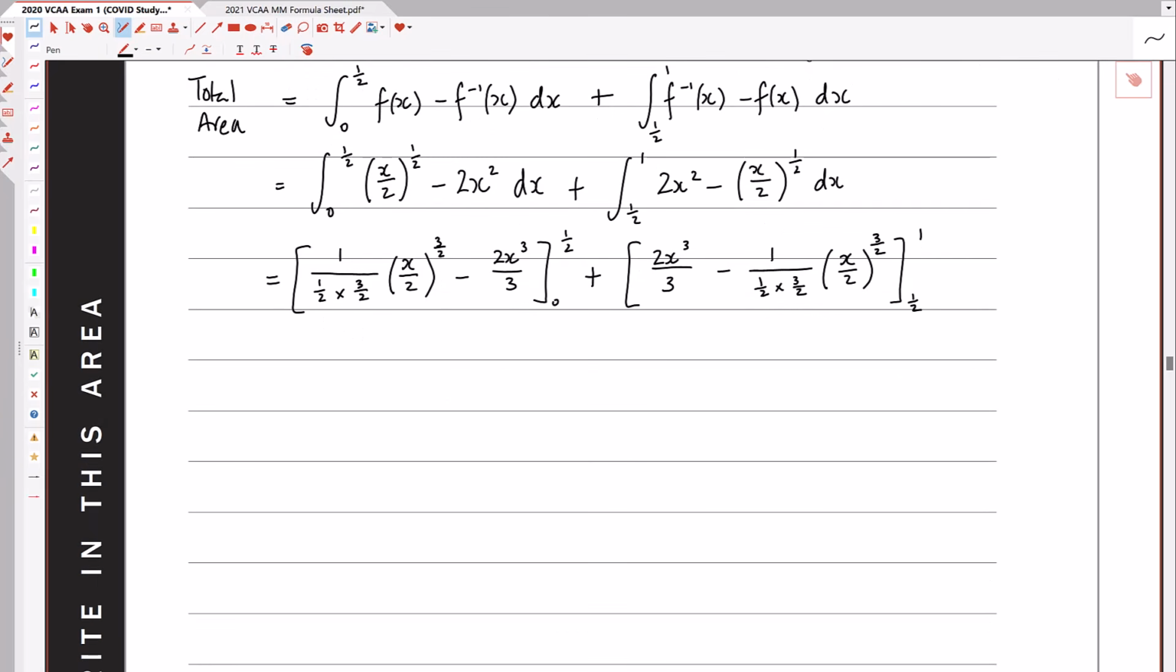Okay, let's just tidy those up a little bit before we do the substituting. So half times 3 on 2 is 3 over 4, and if we've got 1 divided by 3 over 4, that's 4 over 3. So we've got 4 on 3, x on 2 to the power of 3 on 2, minus 2x cubed on 3. And again, this will be 4 on 3.